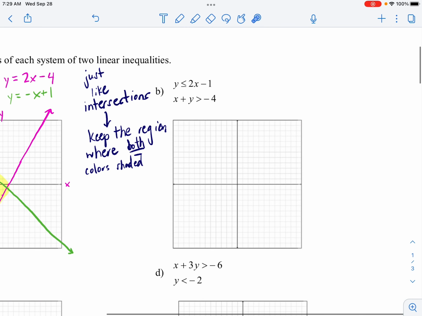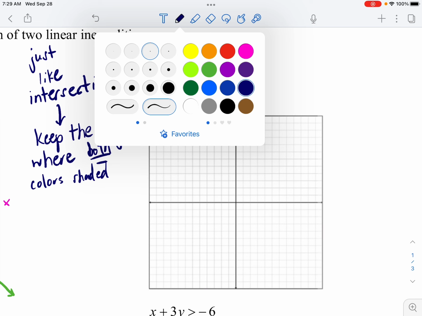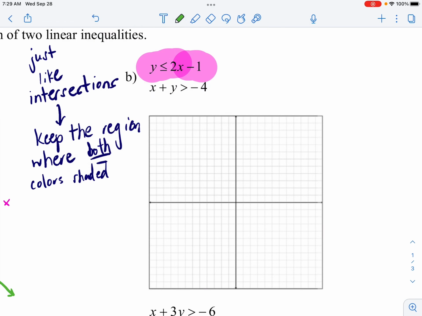Let's move on to B here. So let me highlight this top one in pink, and then highlight the bottom one in green. One thing I want to do with that bottom one first is I want to get y by itself so I can graph it just like it's a slope-intercept. So I'm going to write y is greater than negative 4 minus x.